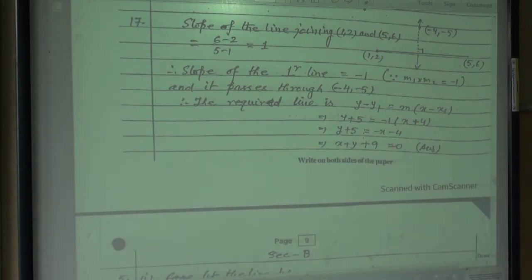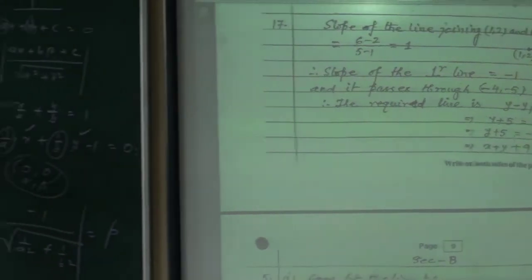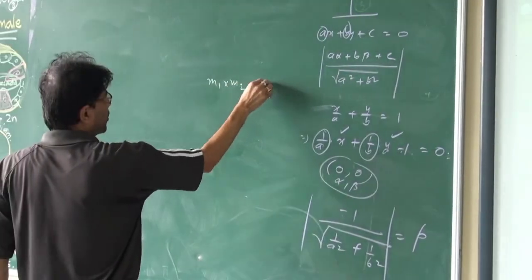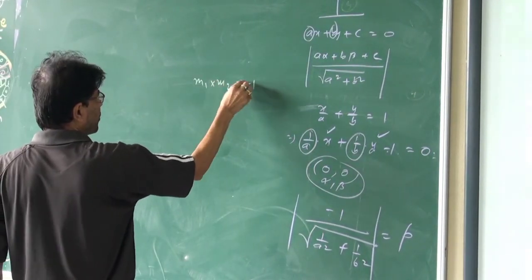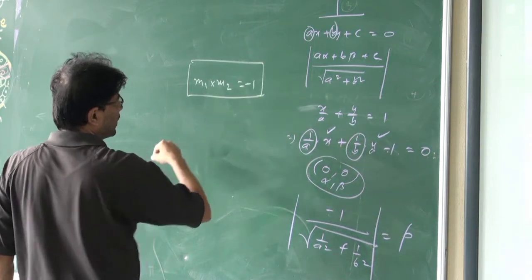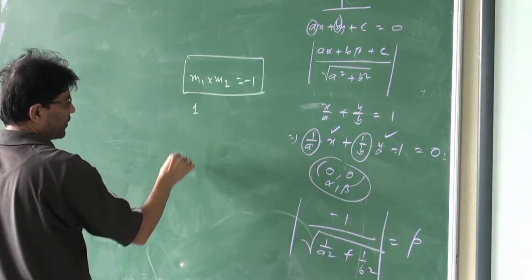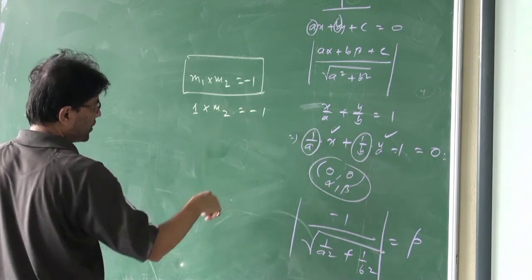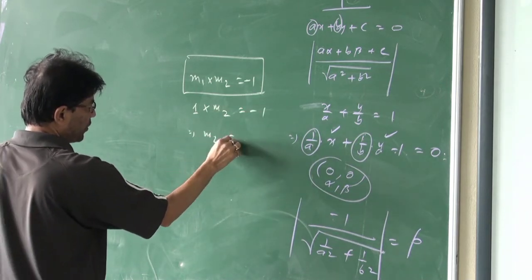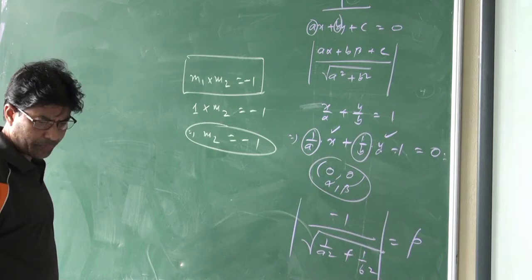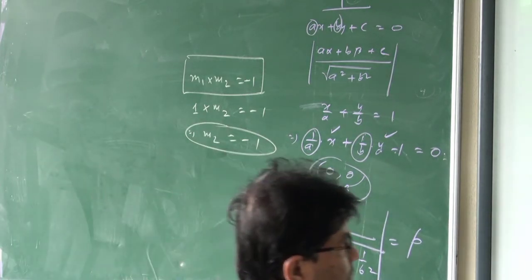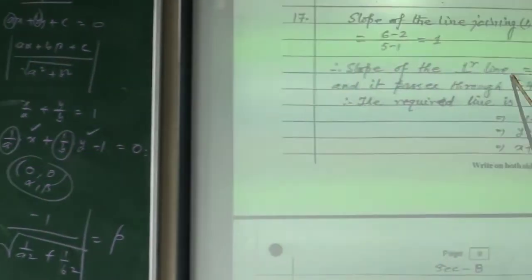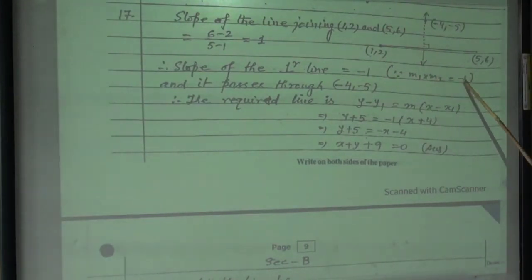m1 m2 is equal to minus 1. m1 into m2 is equal to minus 1. This is the condition for perpendicular lines. Slope of the first line you have got 1. Second line you don't know. Product is minus 1, so m2 value is coming minus 1. So slope of the perpendicular line is minus 1, because m1 m2 equal to minus 1.